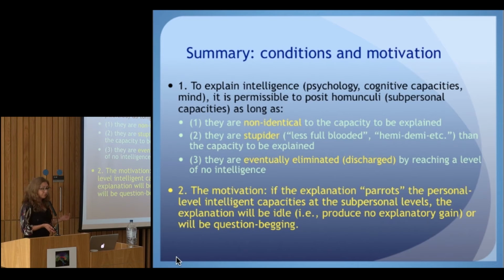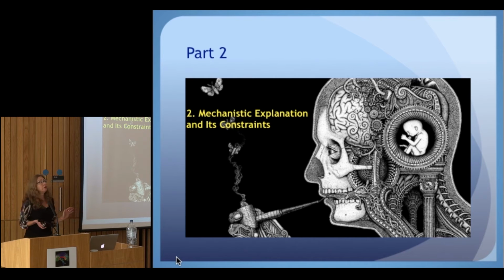And the motivation for this picture is that if you have an explanation that somehow parrots, at the subpersonal levels, the personal-level intelligent capacities that are being explained, then the explanation will be idle. There'll be no explanatory gain, or it will be question-begging. So there's a strong epistemic motivation to say psychology needs to follow these constraints in explaining the mind. That's your basic homuncular explanatory picture, which tells you what homunculi are and why we need them in psychology.